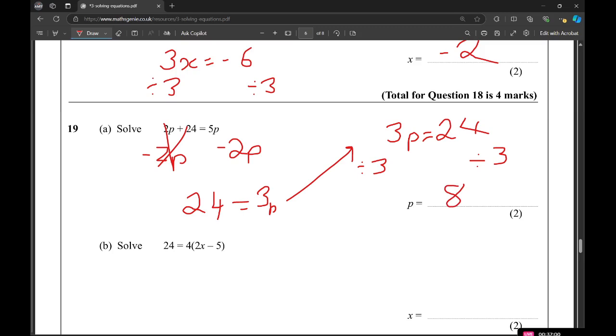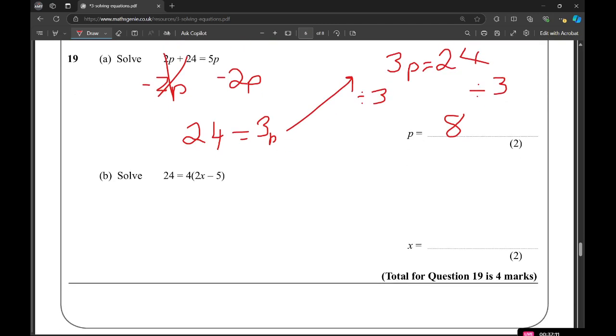Okay. So this subject is called maths here, and it's looking at solving equations. So solving 1, 2, and 3 step linear equations, okay, for GCSE maths.